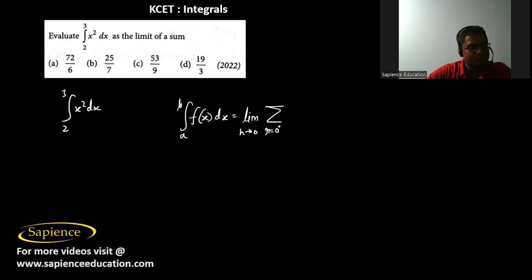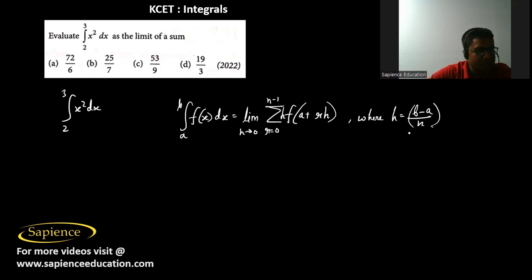r goes from 0 to n minus 1 f of (a plus rh) into h, where h is what? h is equal to (b minus a) by n, and here n tends to infinity, so h tends to 0.